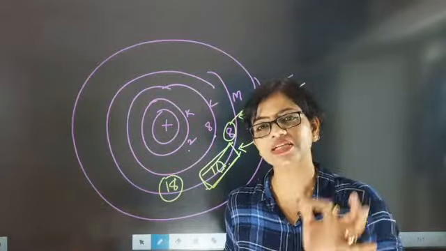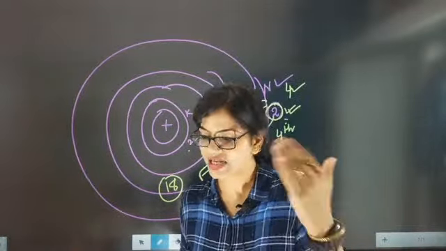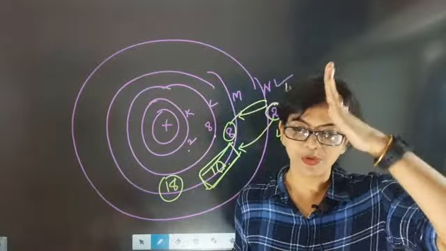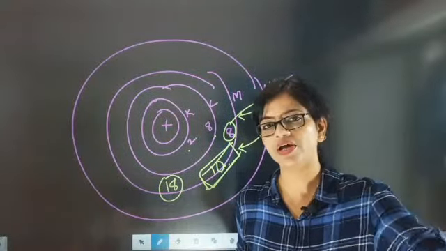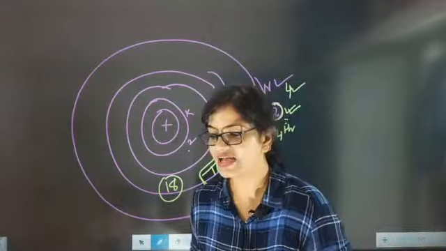The 2n square rule says that the energy increases from the lower energy level, the first orbit, to the higher energy level, the second orbit.